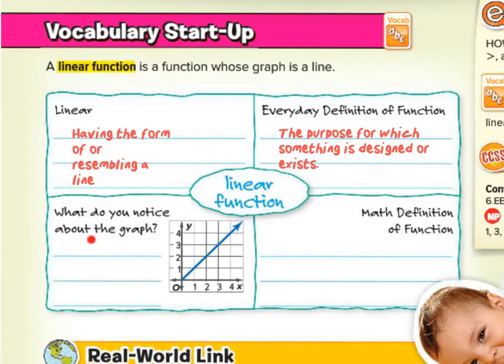What do you notice about the graph? What do we notice about this graph right here? Well, it forms a straight line. You can see it right there. It forms a straight line.